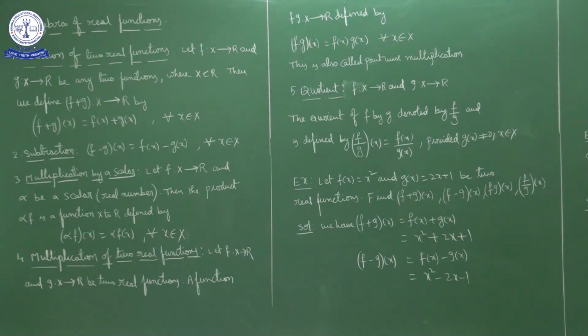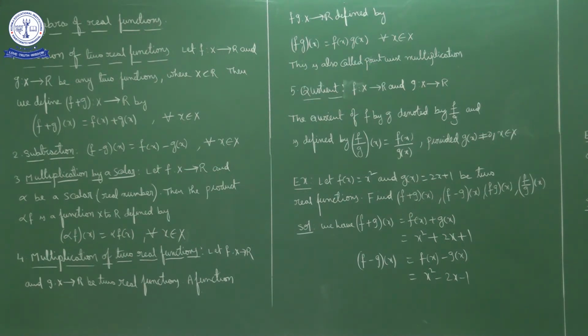Okay, next, quotient. Let f from X to R and g from X to R be two real functions. The quotient f by g is denoted by f by g and defined by f by g of x is equal to f of x upon g of x, provided g of x is not equal to 0. Now the quotient is defined when the denominator is non-zero.